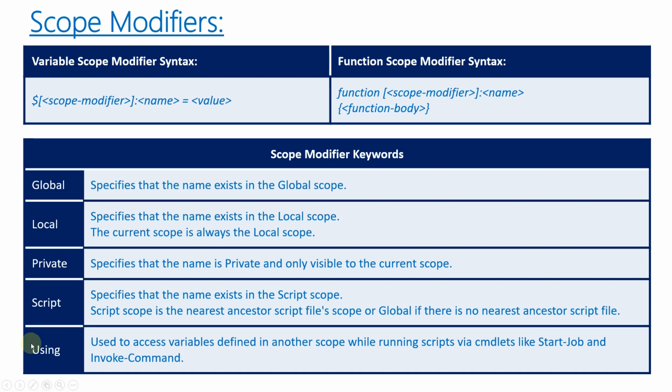And at last we have the using scope modifier. It is used to access a variable defined in another scope while executing commandlets like Start-Job and Invoke-Command. So within these commandlets, if we want to access some variable from an outside scope, then we can use using.